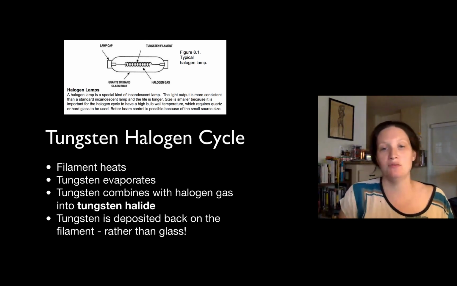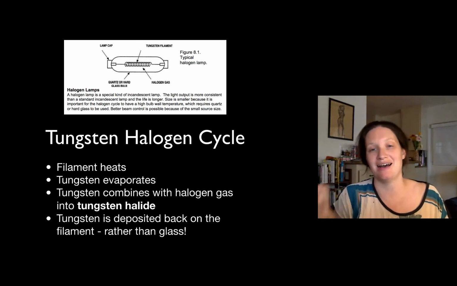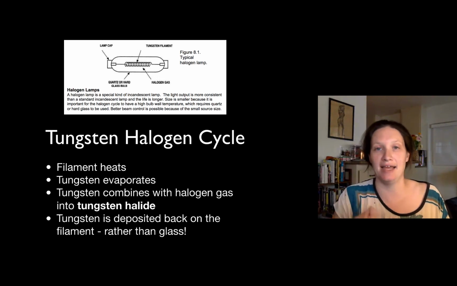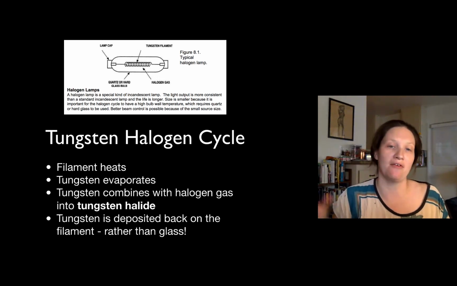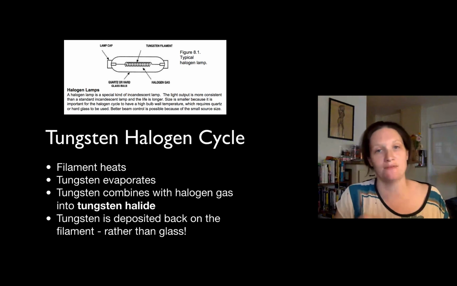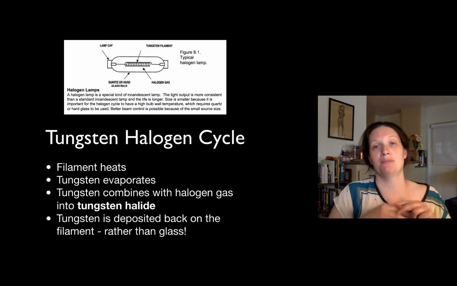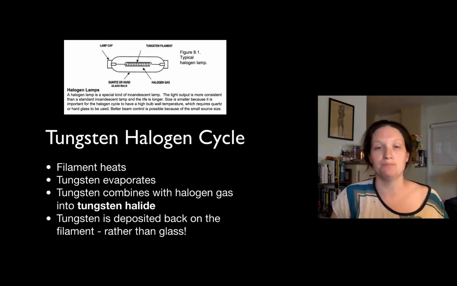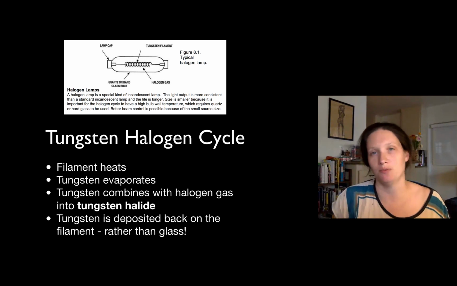Then tungsten from that filament evaporates. It'll combine with your halogen gas into a tungsten halide, and then as the lamp is cooling down, that tungsten will be deposited back on the filament, causing the filament to last longer and also preventing the blackening of the bulb over time. So that's the tungsten halogen cycle, which is happening inside of all of our theatrical lights. It's part of why they're so much more energy efficient and why they can last a lot longer than a regular household light bulb would.